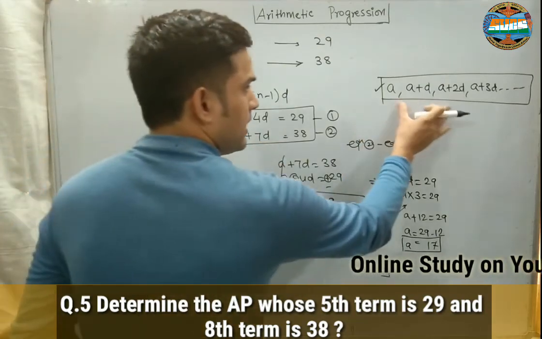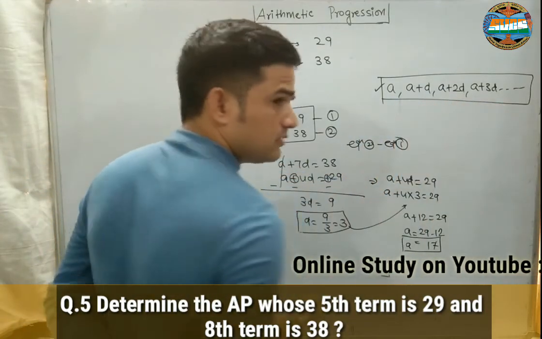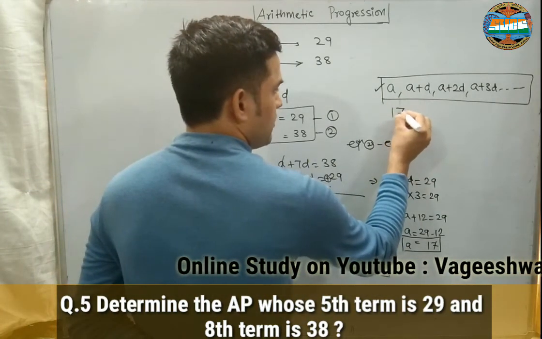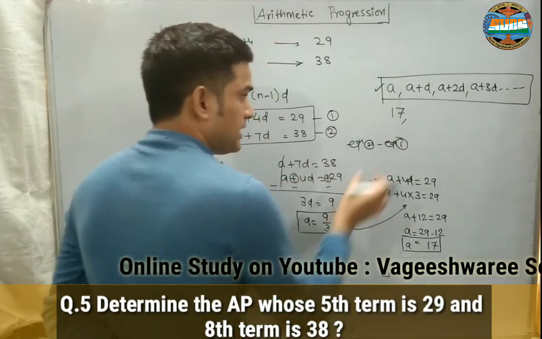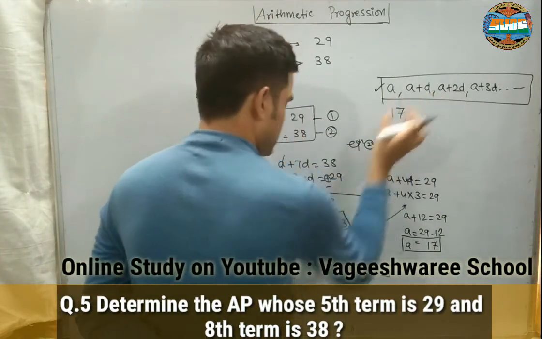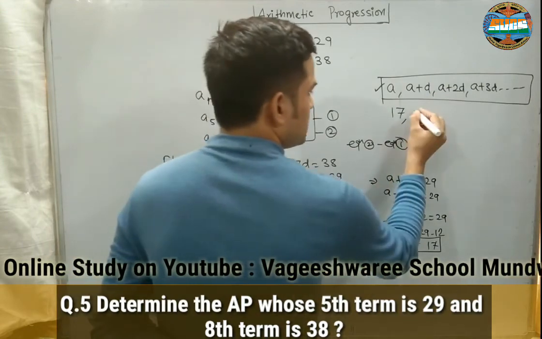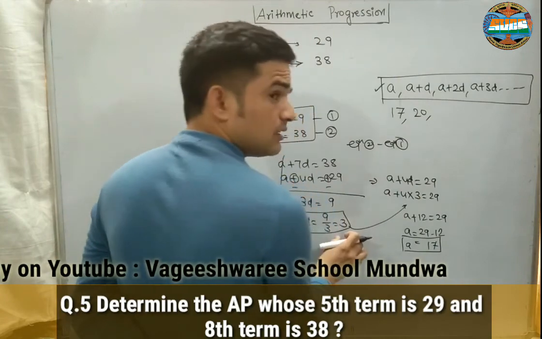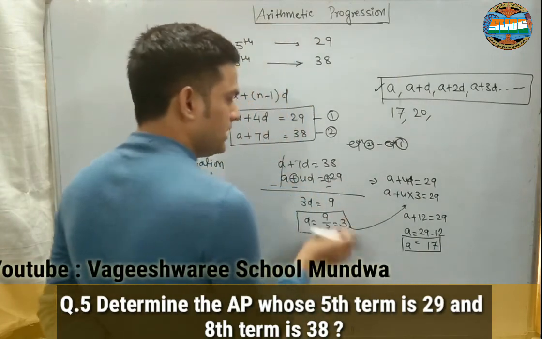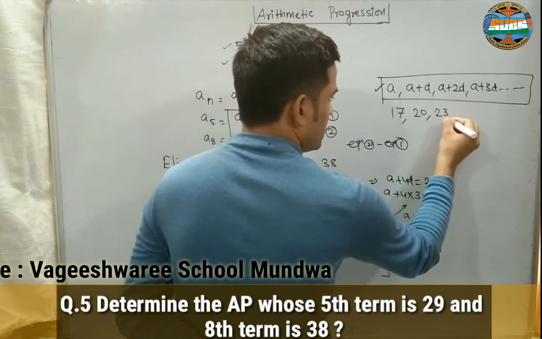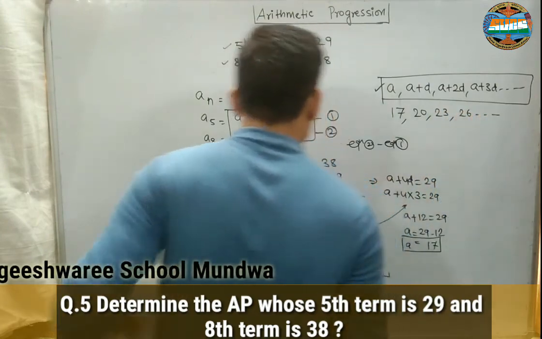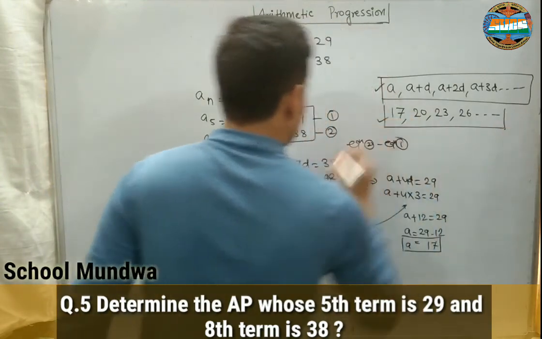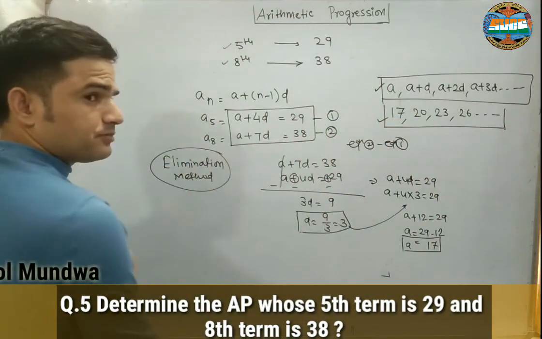Then the AP is A, A plus D, A plus 2D, A plus 3D. 17 is the first term, so the AP starts with 17. The second term is 17 plus D, and D is 3, so 17 plus 3 is 20. The common difference is always the same in an AP, so the next term is 23, the next is 26, and so on. This is finding the AP by using the elimination method.